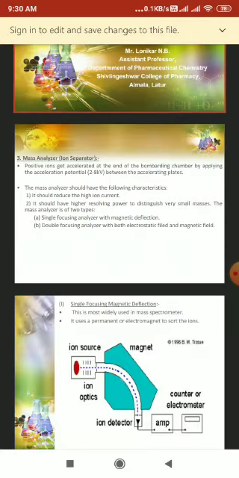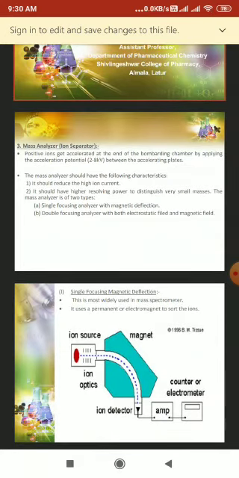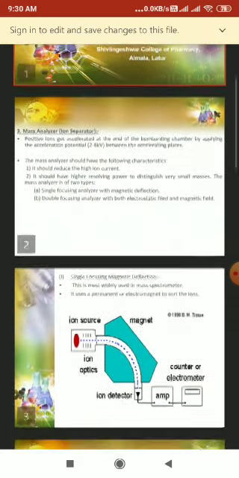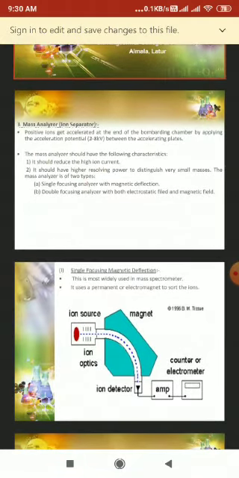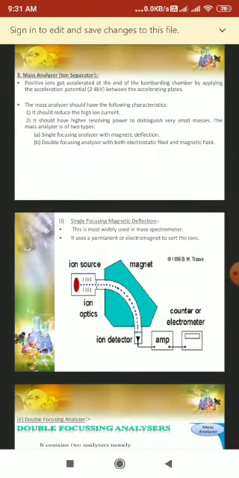The mass analyzer should have the following characteristics. First, it should reduce the high ion current, and second, it should have higher resolving power to distinguish very small masses. The mass analyzer is of two types. First is the single focusing analyzer with magnetic deflection, and second is the double focusing analyzer with both electrostatic field and magnetic field. Now, the first type is single focusing magnetic deflection.